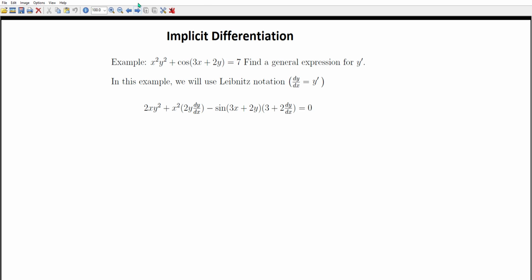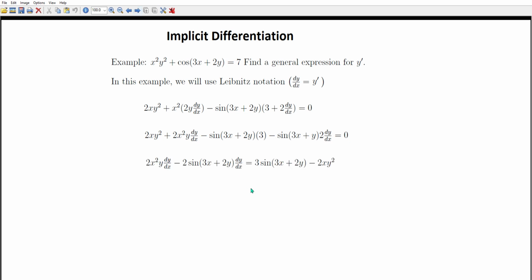Now, before we isolate dy/dx, we're going to have to multiply out this term because it consists of two pieces, one of which has a dy/dx, the other doesn't. So after we do the multiplication, we pick up a 3 times this sine term minus that same sine term times 2 dy/dx.